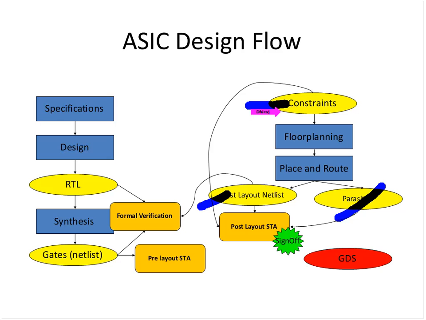Most of the popular ones are LVS and DRC. Once they have done sign off using the tools, LVS and DRC using the backend tools, we can be sure that the design is good for fabrication. The output is GDS, a graphic data stream file that we send to the fabrication lab like TSMC, and they use it to manufacture the chip.